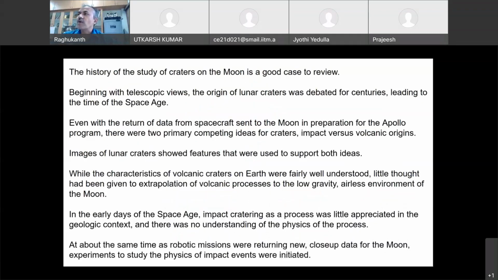So that's the first. As I already told you, planetary geology, of course, was done long back itself, but it became more popular after the moon itself.